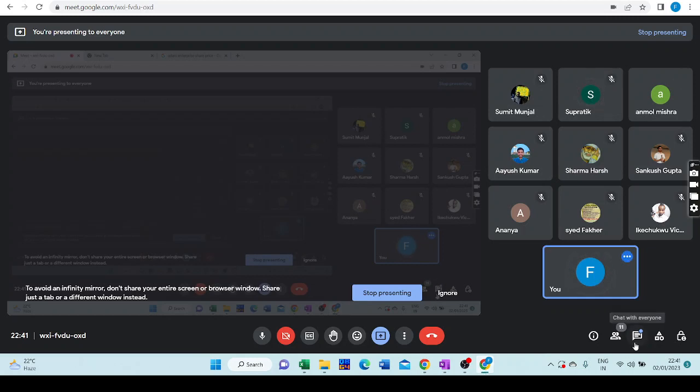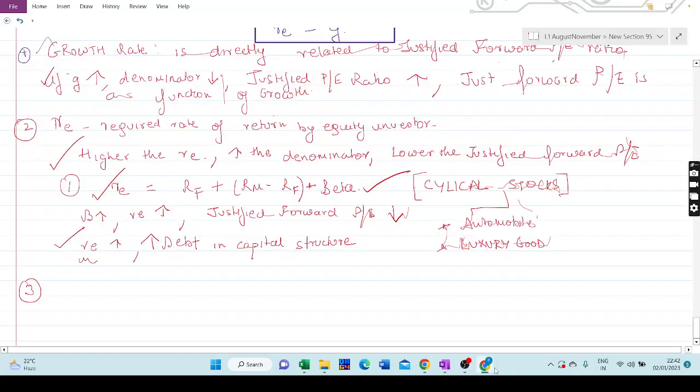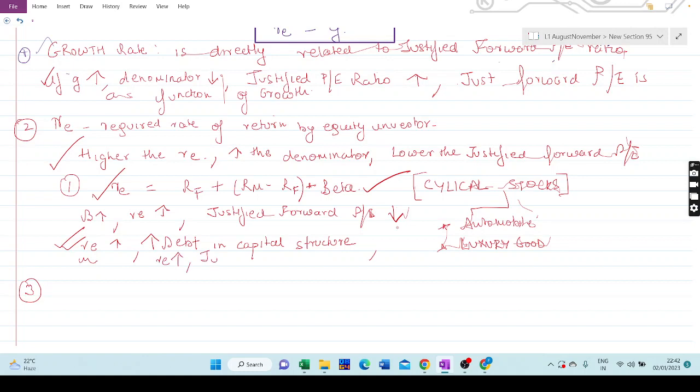Sir, if the debt structure increases, the justified P ratio will reduce, right? Right, because RE increases, so justified PE would decrease.